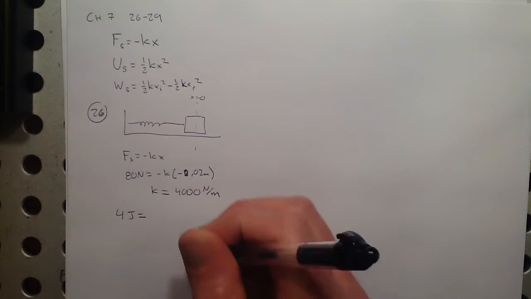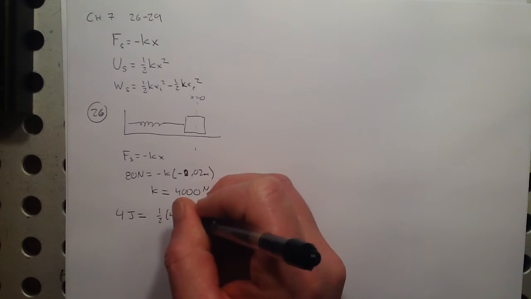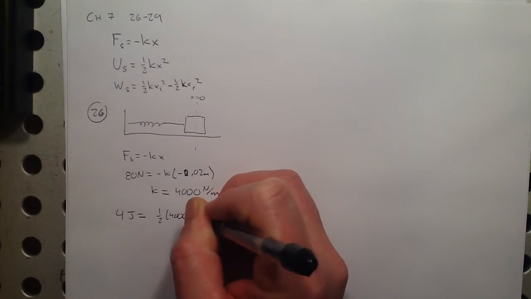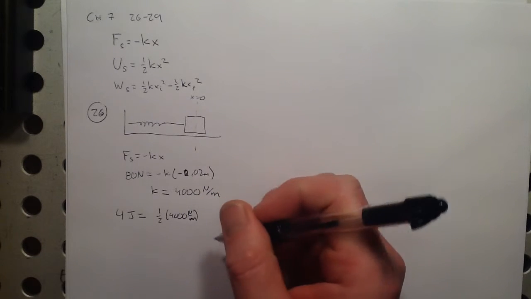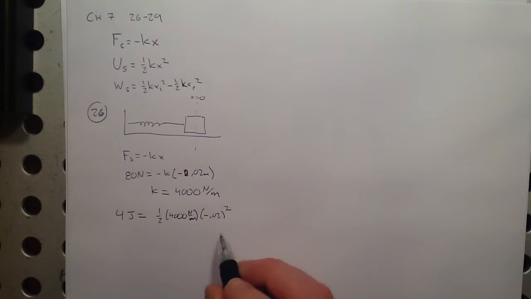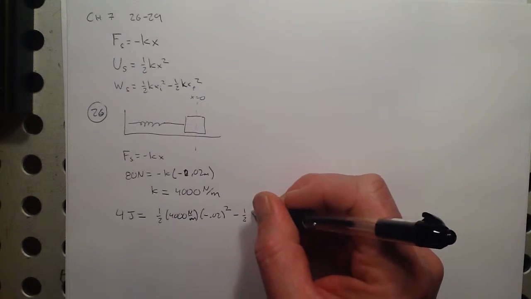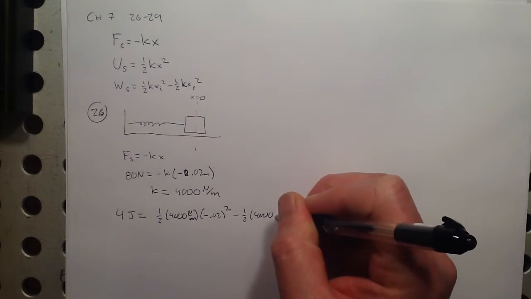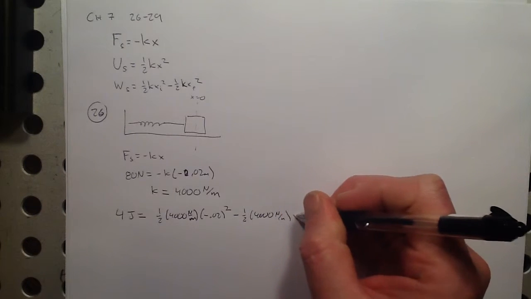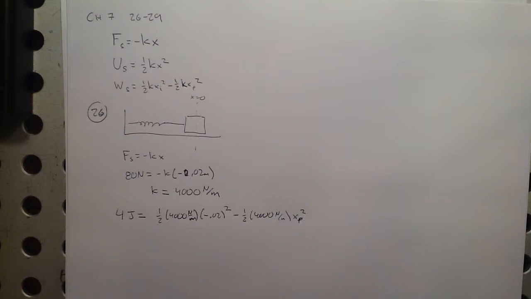I'm looking at this equation here. Its initial position, we now know what the k is, 4,000 newtons per meter. Its initial position is negative 0.02 squared. Notice that that negative sign is going to go away here, minus 1/2 k x final squared. And they suggest in the book that there are going to be 2 answers, and you can see because we're solving for that squared, there will be, in fact, 2 answers.